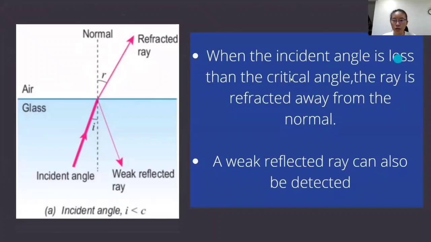When the incident angle is less than the critical angle, the light ray will refract away from the normal, and a weak reflected ray can also be detected.